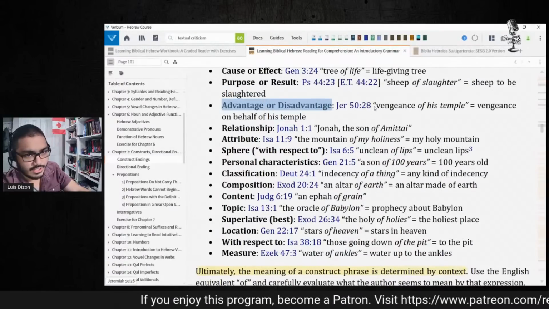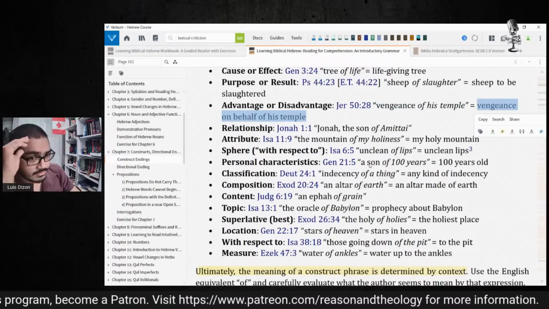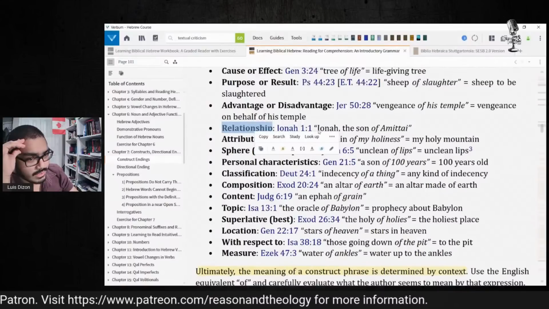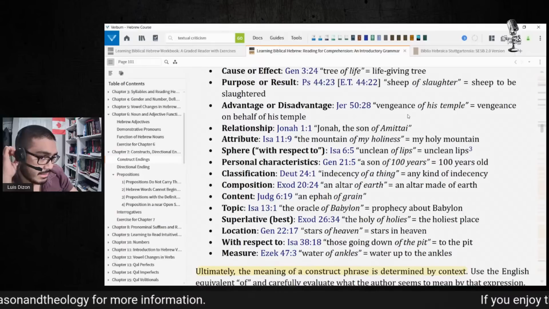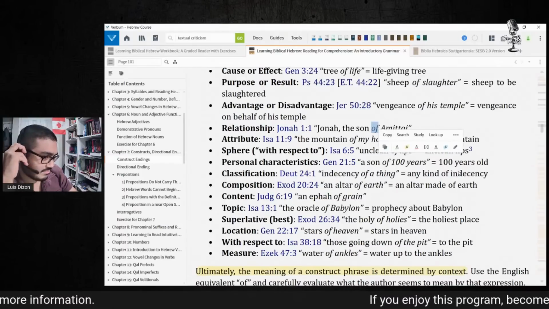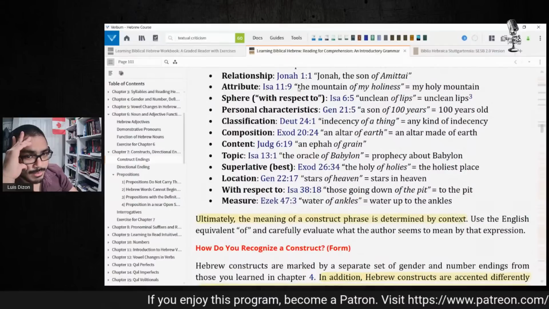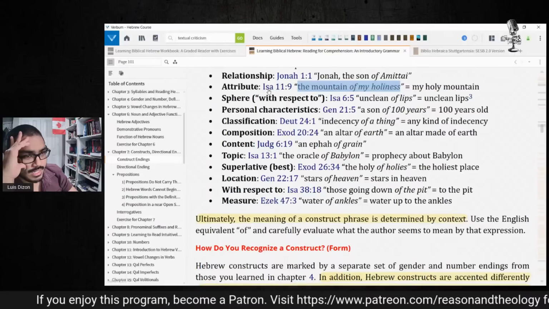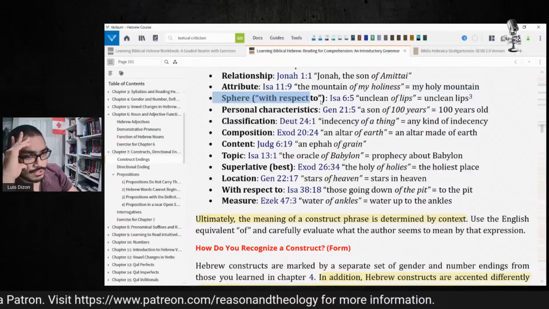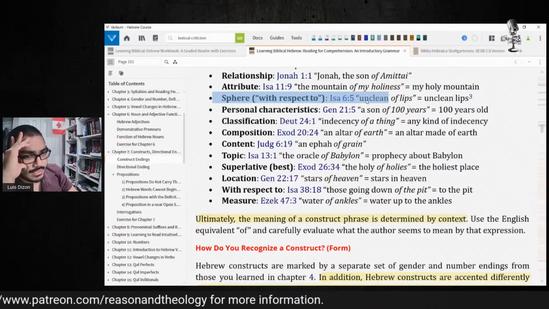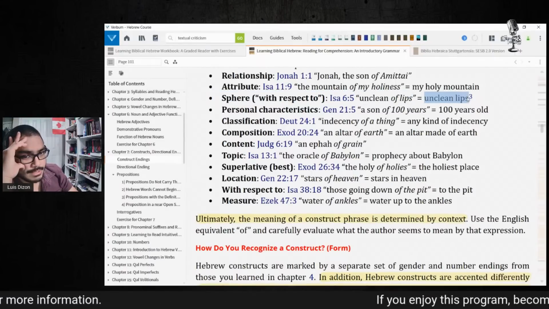So advantage or disadvantage. Vengeance of his temple means vengeance on behalf of the temple. Relationship. Yonah ben Amittai, Jonah, the son of Amittai. I mean, that's kind of possession as well, if you think about it. Attribute, the mountain of my holiness in Isaiah 11:9. That means my holy mountain. So sphere, or with respect to, Isaiah 66 verse 5, you have unclean of lips, which just means unclean lips.